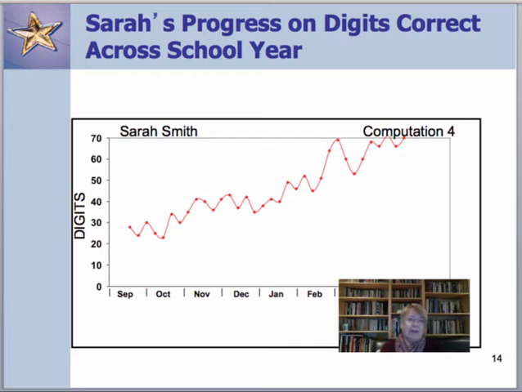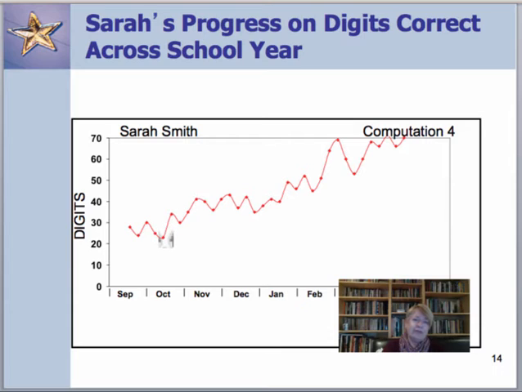So here you see an example of Sarah's progress on the number of digits correct across the school year. Starting out in September, she was able to get approximately 30 out of the potentially 70 or more digits correct that you could get on these probes. And over time, you see Sarah's making really nice progress. There's nothing here that would really flag it for me.